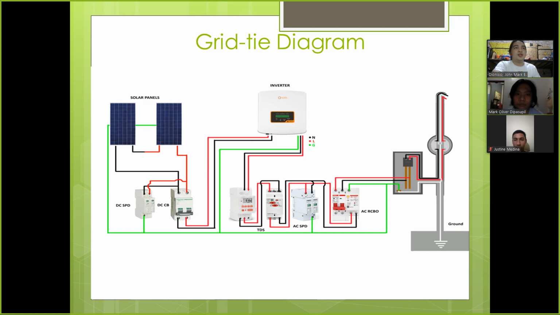So, ito yung grid tie diagram. Panels. So, dito yung DC circuit breaker. Slot ng DC current or direct current, pupunta sa inverter, convert niya yun sa AC or alternating current. Tapos, dadaan yun sa control panel.